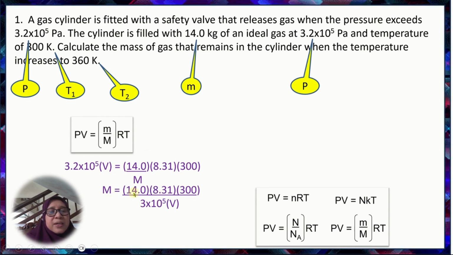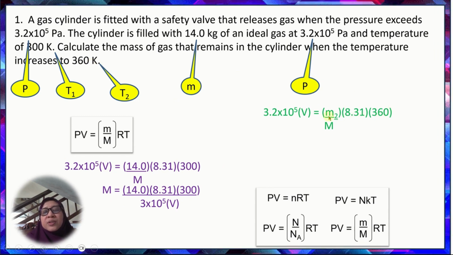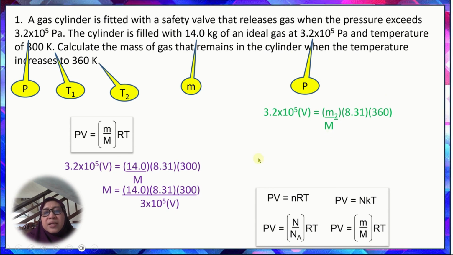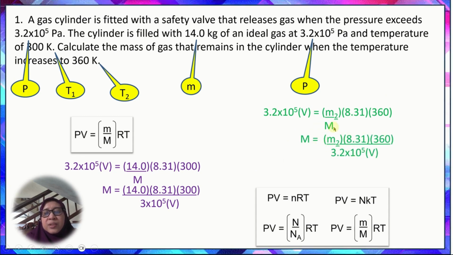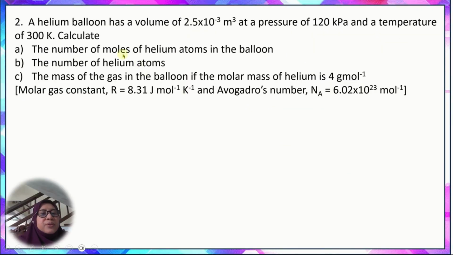Cross multiply, so you get this M. For mass 2, we are going to find it for temperature 2, which is 360 Kelvin. So this is mass 2, and the molar mass will be the same. We are going to substitute this in later. Now we equate these two. The molar mass is the same, so we equate them, cancel the V, and we can get M2. So M2 is 11.7 kilogram. That's the answer.